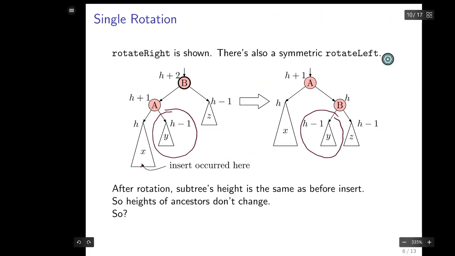Excellent question. Why is it possible that there's a tree of height h minus 1 sitting there and another tree of height h sitting here? Previous to the insertion, what was the height of this tree? Before I performed it, I wrote here, insert occurred here. Nobody asked me why I know that the insert occurred there, so I assume you all know. What was the height of this tree before the insert occurred? Was it H? Why couldn't it have been H before the insertion occurred?